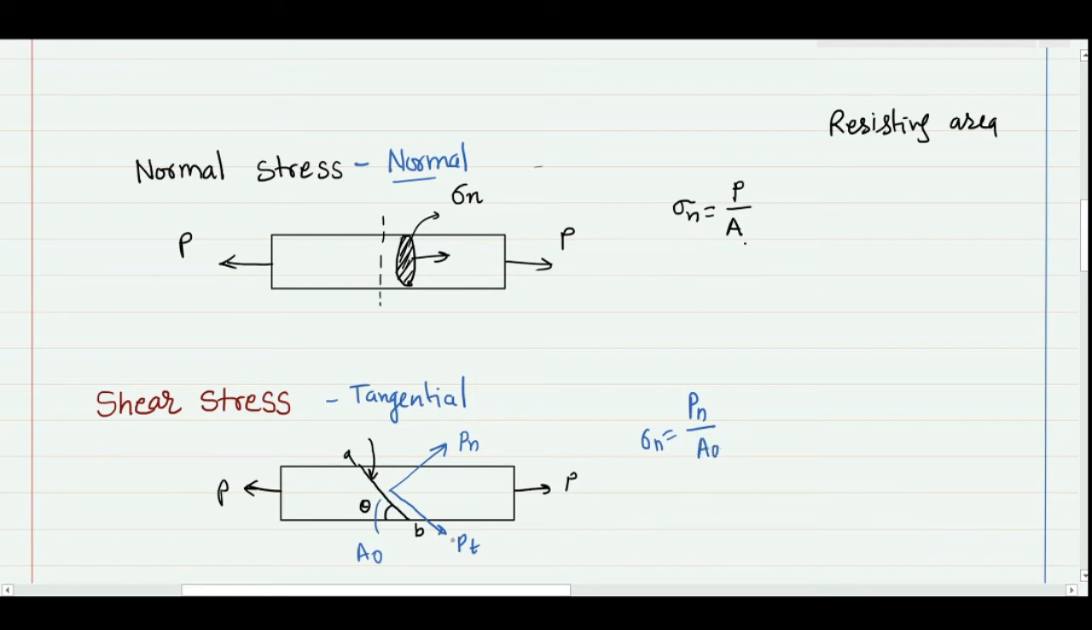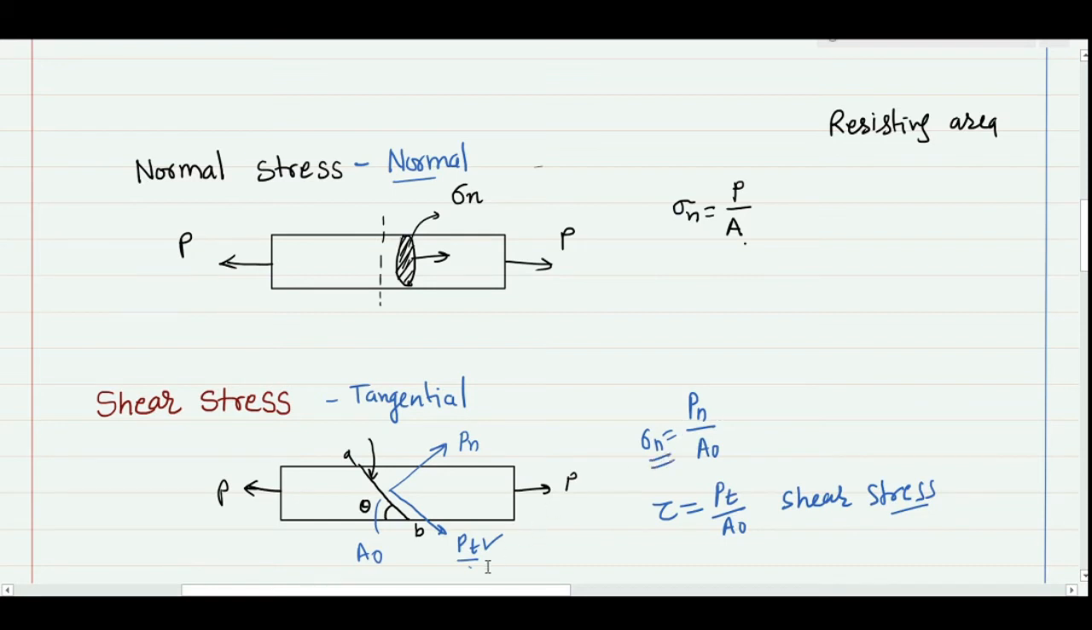On the other hand, if I want to see what happens when I apply a tangential force, PT is a tangential force, the force which is parallel to this area. This will generate a shear kind of effect that is known as the shear stress. So your PT by A naught is shear stress and Pn by A naught is your normal stress.